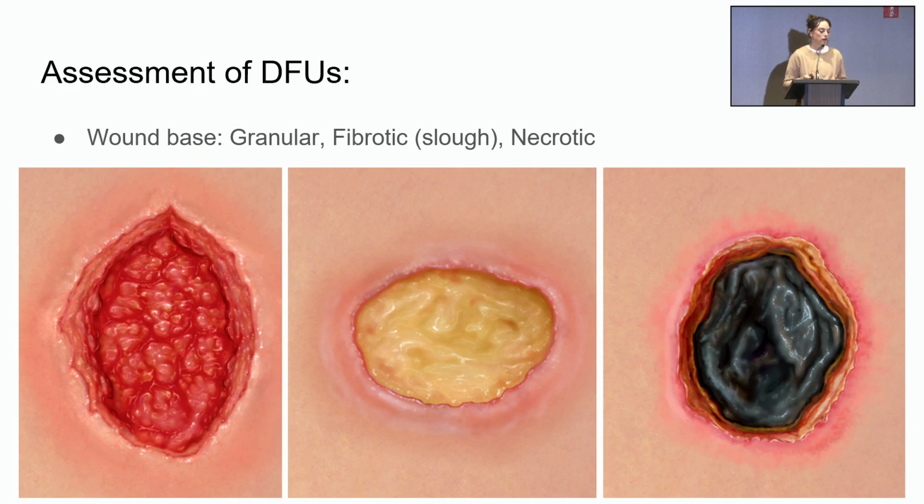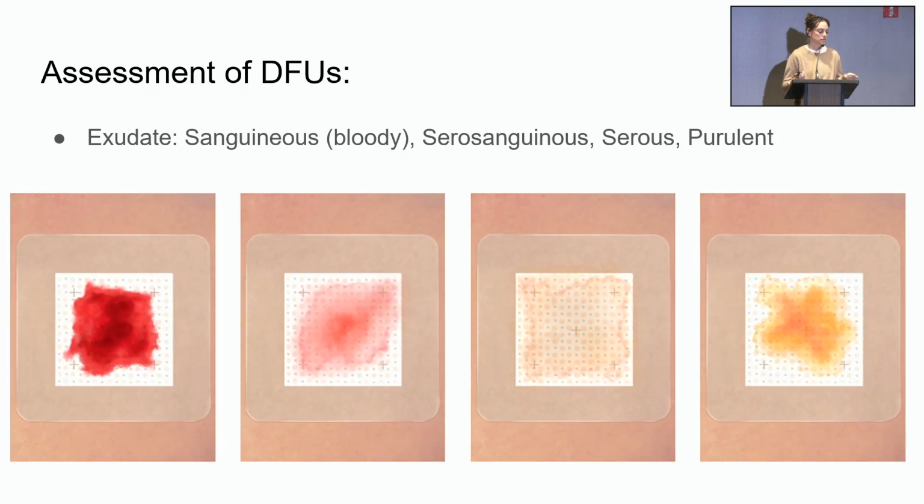In the center, you've got a fibrotic wound base, and then to the right, you've got an ischemic or a necrotic wound base. And you can tell a lot about the wounds and the etiology of these wounds by the wound bases. So if you see, obviously, a necrotic or an ischemic wound base, then you're more likely thinking that this person probably has some component of vascular disease.